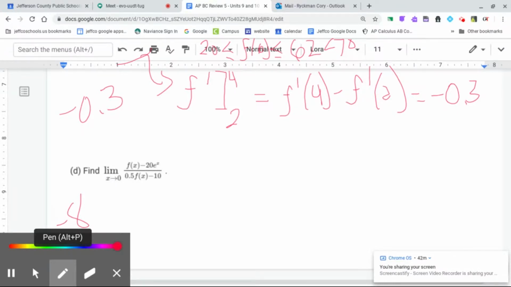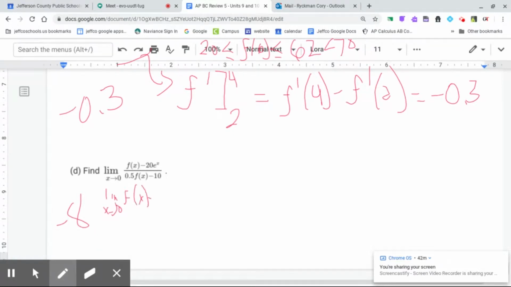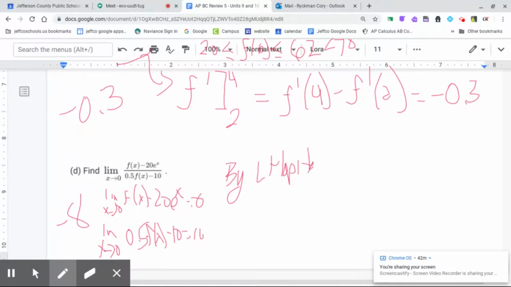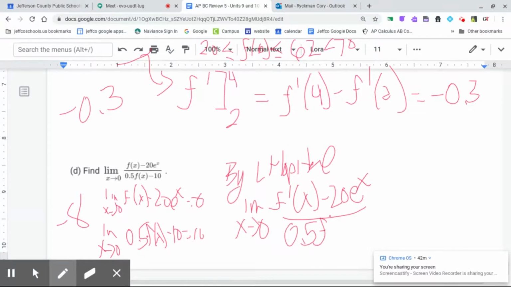So I'm feeling L'Hopital, so here's quality work. The limit as x goes to 0 of f of x minus 20 e to the x is 0. The limit as x goes to 0 of 0.5 f of x minus 10 is 0. So by L'Hopital, this is equivalent to the limit as x goes to 0 of f prime of x minus 20 e to the x over 0.5 f prime of x minus 0.